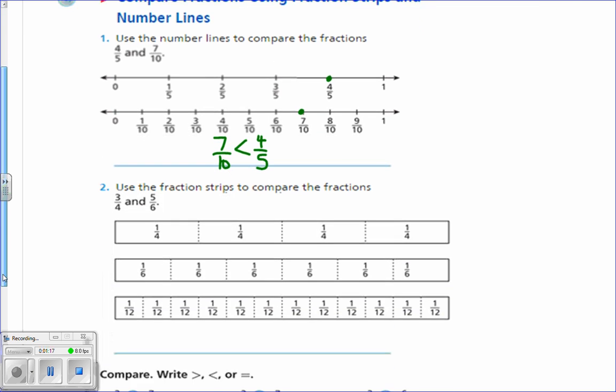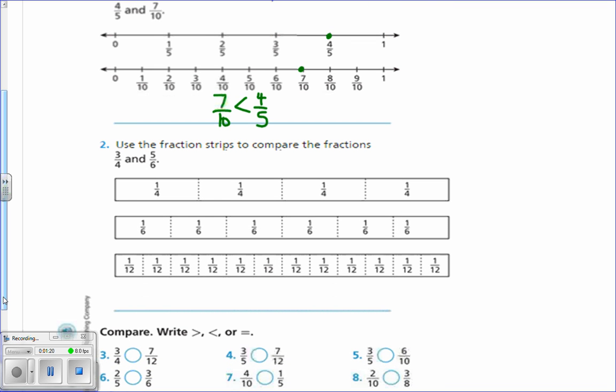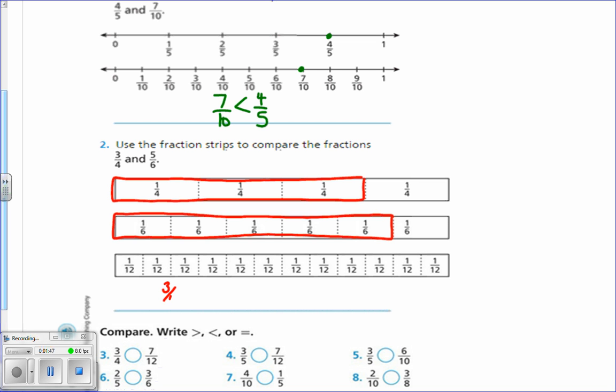Now, if I were to use the fraction strips to compare 3/4, 1, 2, 3, and 5/6, 1, 2, 3, 4, 5, how would you compare those two fractions? You would say that 3/4 is less than 5/6. And now this was just purely based off of fraction strips and the number line.